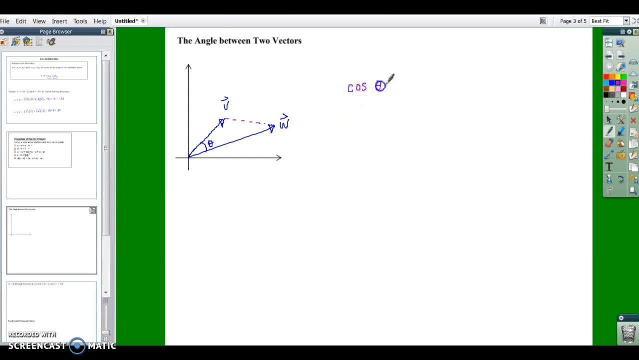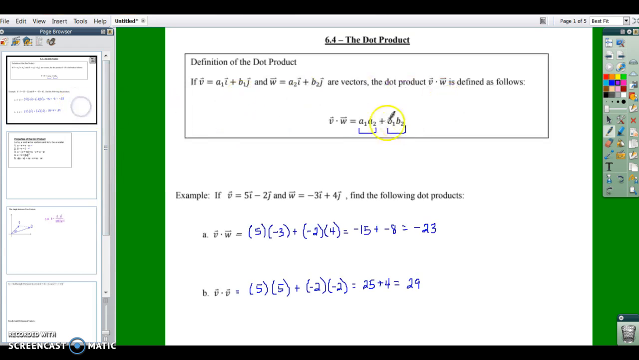The cosine of theta is equal to the dot product of v and w over the magnitude of v times the magnitude of w. So we actually have two representations for the dot product. The dot product can be represented by just, if you have the horizontal and vertical components of your two vectors, you can just multiply and add.